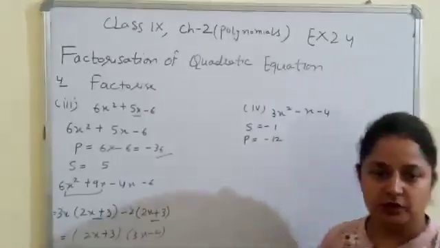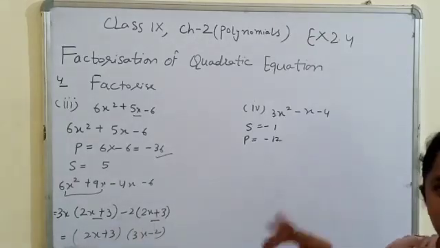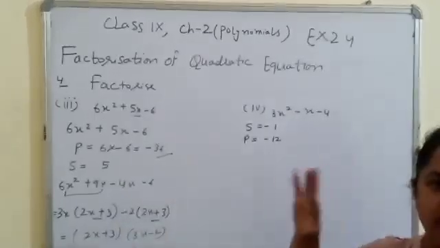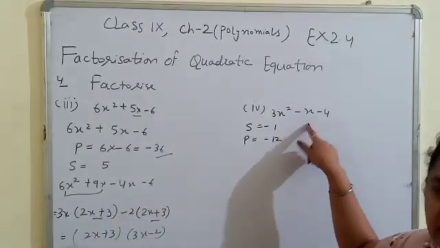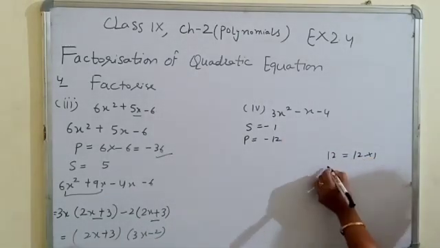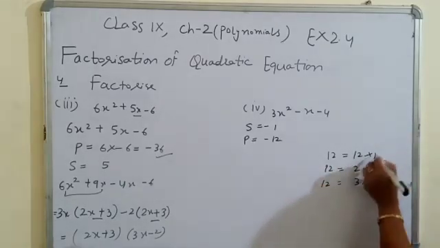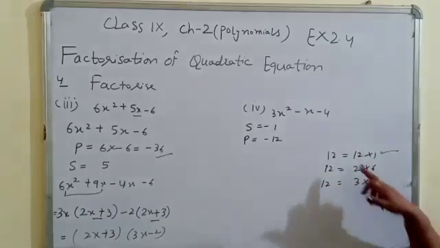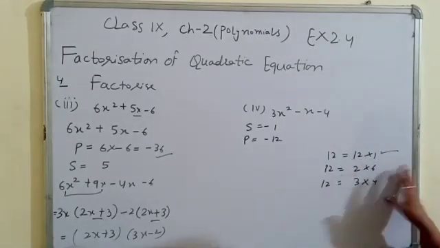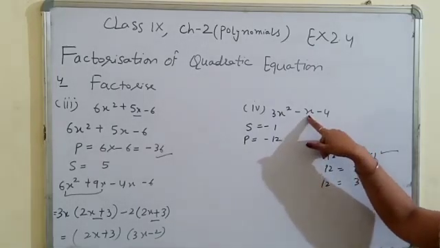By following the third question, when we do the factorization of 12, we will take one number positive and one negative, and of these two factors, the greater number should be negative, because here the sum is negative. So 12 ones are 12, 2 sixes are 12, 3 and 4. If the greater number is negative, minus 12 plus 1 is minus 11, minus 6 plus 2 is minus 4, minus 4 plus 3, yes, this is the right result.